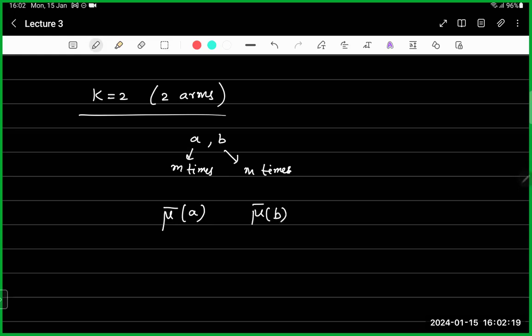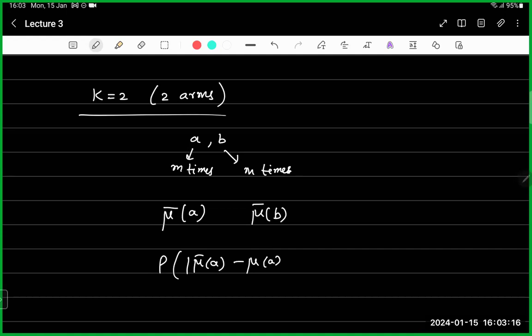And then what confidence do we have about mu bar of A? Based on whatever Chernoff bounds we have derived. So mu bar of A is random, because every time I pull arm A m times, I'll get one mu bar of A. If I repeat the experiment again, m times, that's a random value. And what is the guarantee that we have of this random value after m samples? The true mean of this random variable is mu of A.